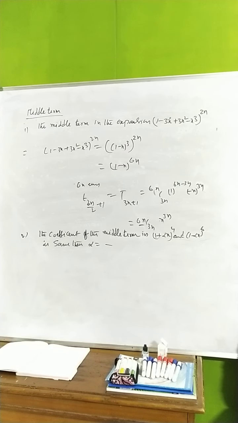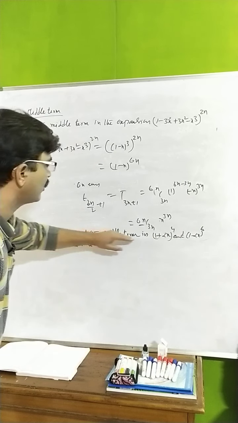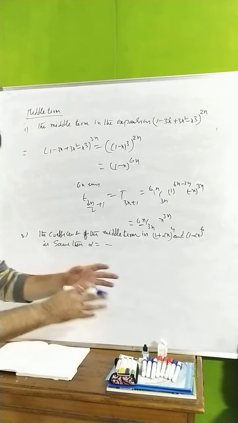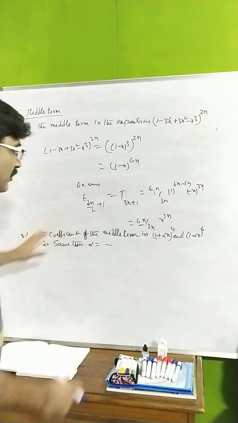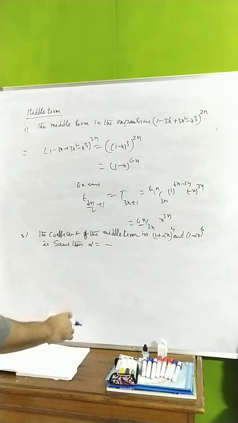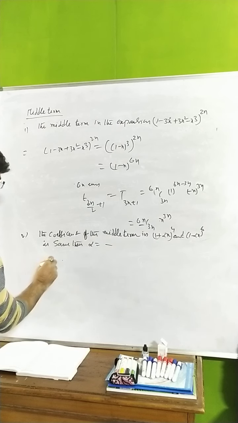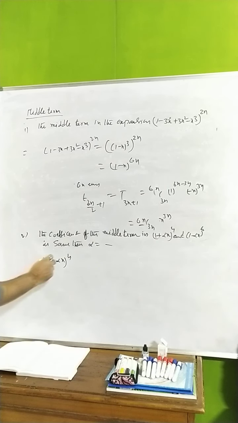See, on middle term in IEEE he asked this type of question. What did he say here? The coefficient of middle term in this one and this one are the same. The coefficients are equal. What is the value of alpha, he asked, in the middle term. Now what happened here? You see 1 plus alpha x whole to the power of 4 is there.